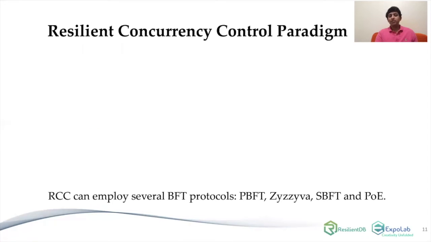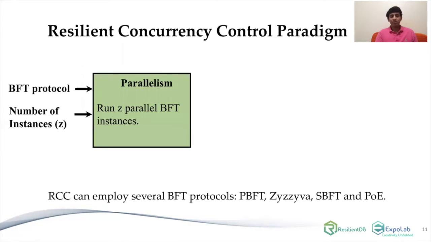How do we do that? Well, we say: give us a BFT protocol as an input and tell us how many instances you want to run in parallel. Let Z be the number of instances that we want to run in parallel. And RCC basically runs those set of instances in parallel.